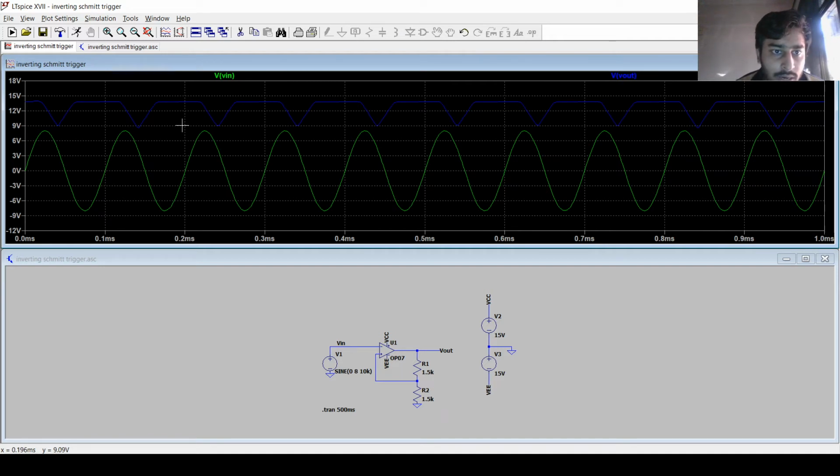Unlike the comparator, which got distorted at a much lower frequency, that is f equal to 5 kilohertz, we are having distortion only at f equal to 10 kilohertz in the inverting Schmitt trigger. Now let's move to the PDF.